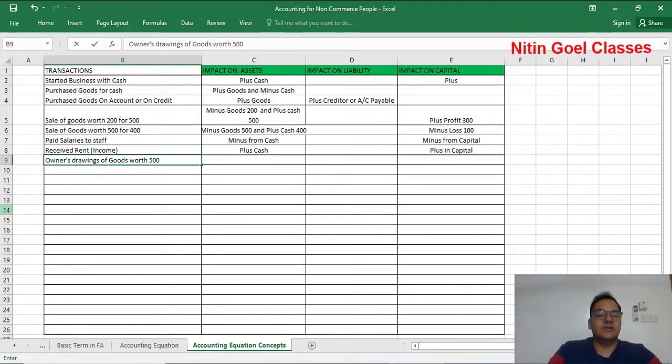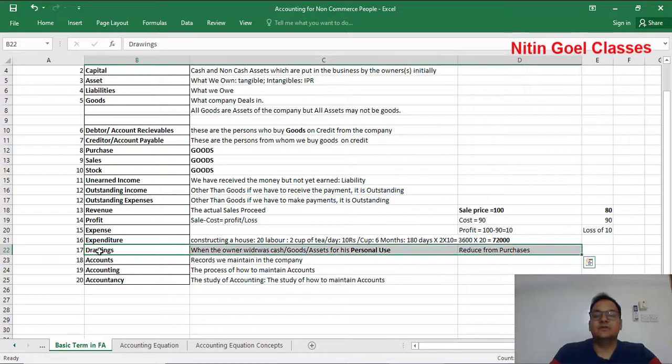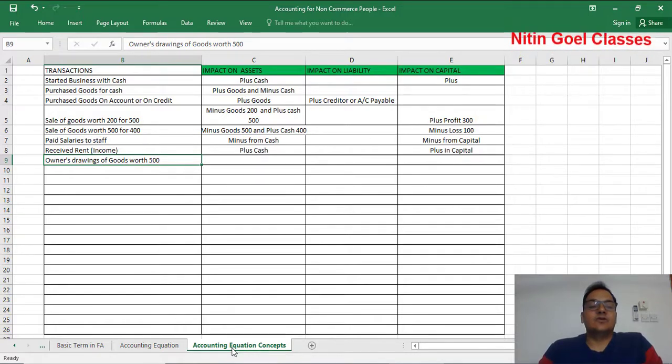You remember in accounting basic terms, we have discussed this term, drawings. Here it is. So we have discussed that. We are continuing based upon whatever we have done in the previous lectures. So now drawings, owner's drawings of goods worth 500. So what will happen?